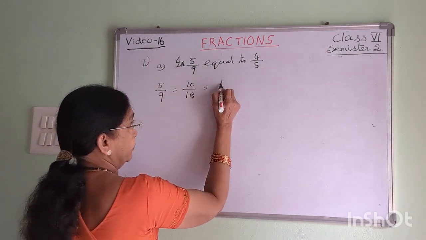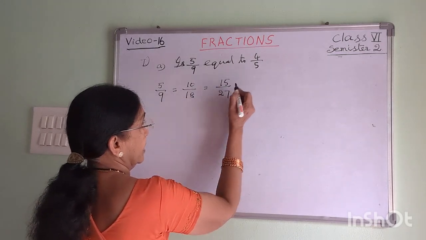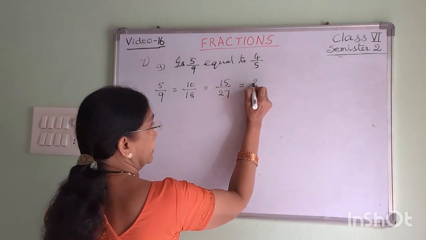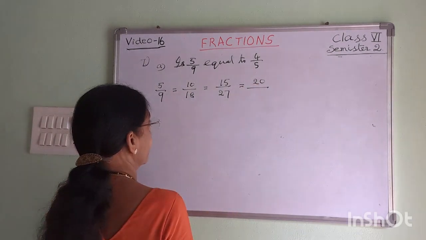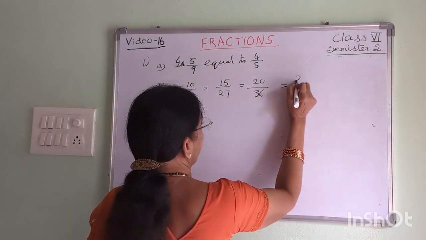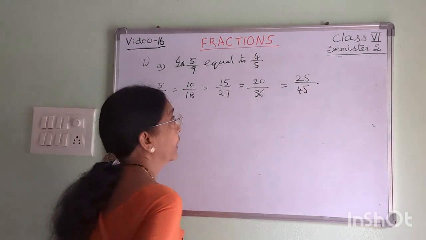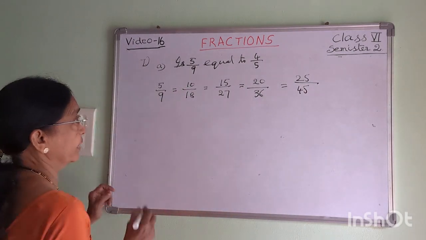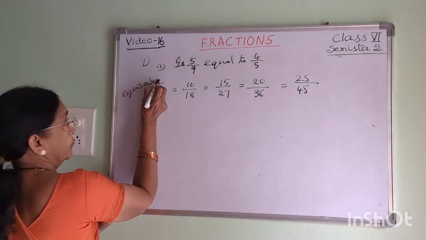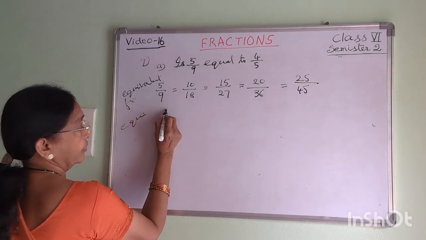3 5s are 15, 15 by 3 9s 27, is equal to 4 5s 20 by 4 9s 36. Next, 5 5s 25 by 5 9s 45. These are all equivalent to 5 by 9. Next, equivalent fractions for 4 by 5.